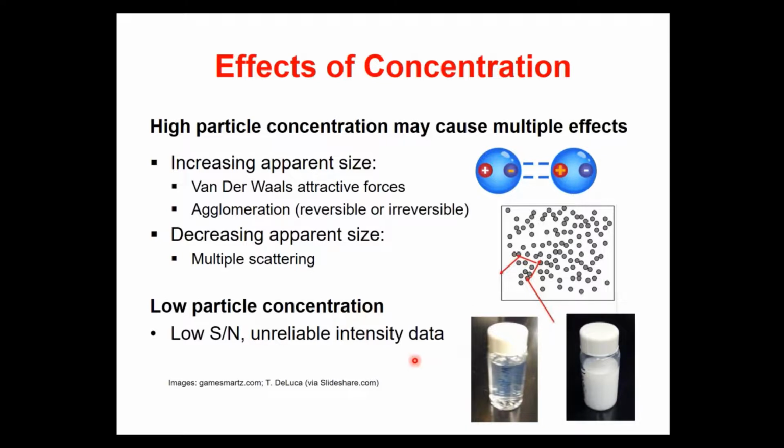Low particle concentration, of course, has its own problem, and that is you just don't have much of a signal. Low signal to noise ratio is the bane of many dilute samples. In some cases, you simply have to find a way to concentrate the sample to make a DLS measurement on it.